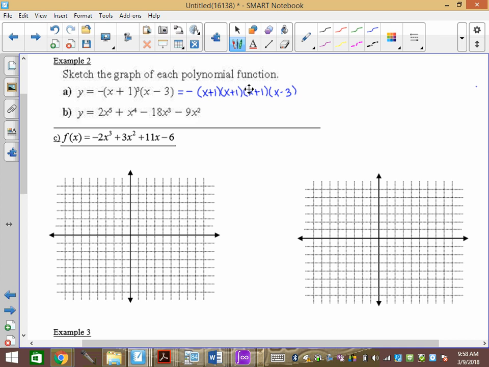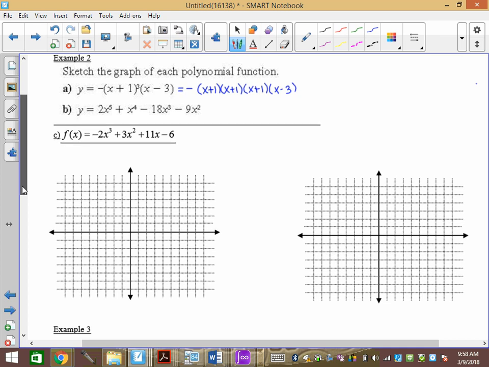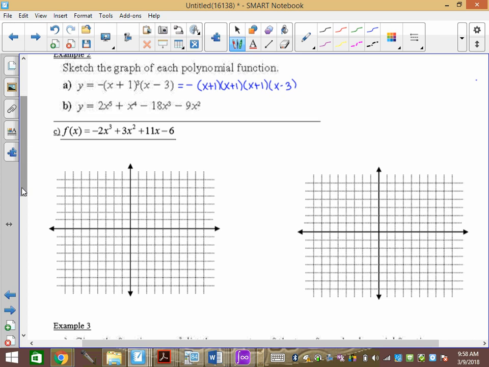Okay? So I actually have x-intercepts at what? X equals, multiplicity, and x equals. I know I have a leading coefficient that is negative. So I know my arrow is down on the right.